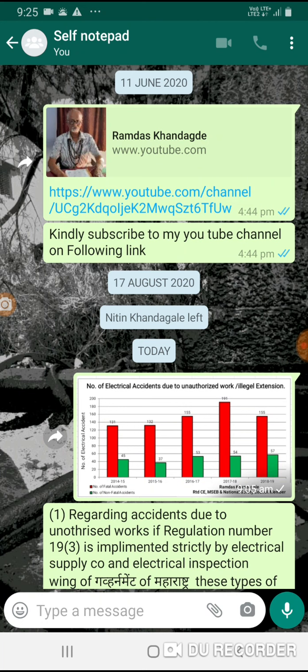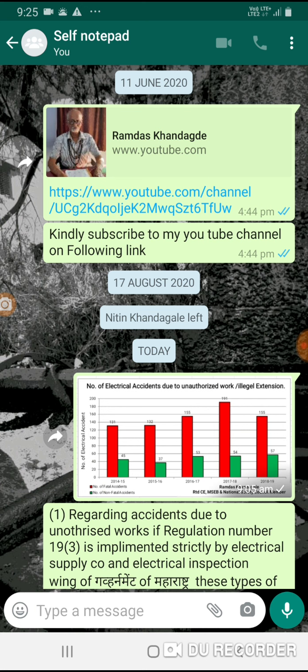Electrical safety awareness program. Today's subject is electrical accidents due to unauthorized works and illegal extensions. And these two reasons are contributing very heavily in the number of accidents.